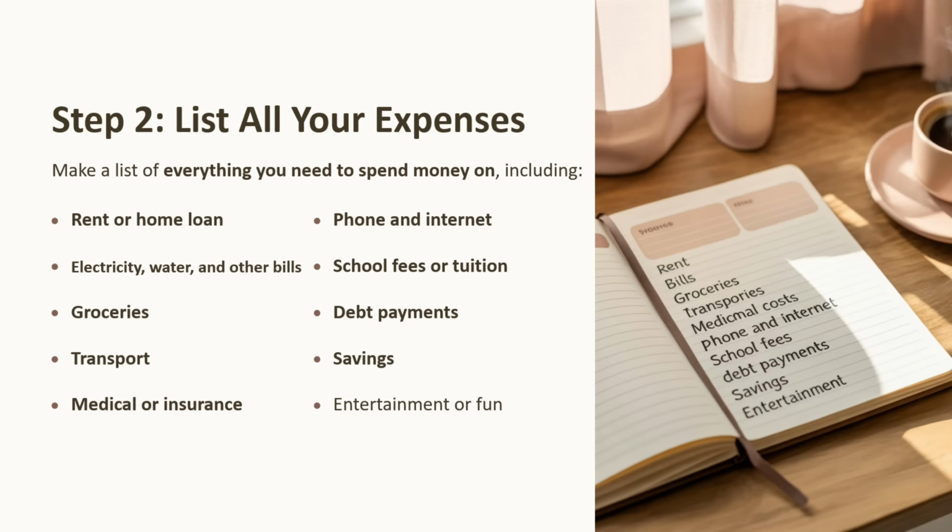Step 2 is list all your expenses. Make a list of everything you need to spend money on, which includes rent or home loan, electricity, water and other bills, groceries, transport, medical or insurance, phone and internet, school fees or tuition, debt payments, savings, entertainment or fun.